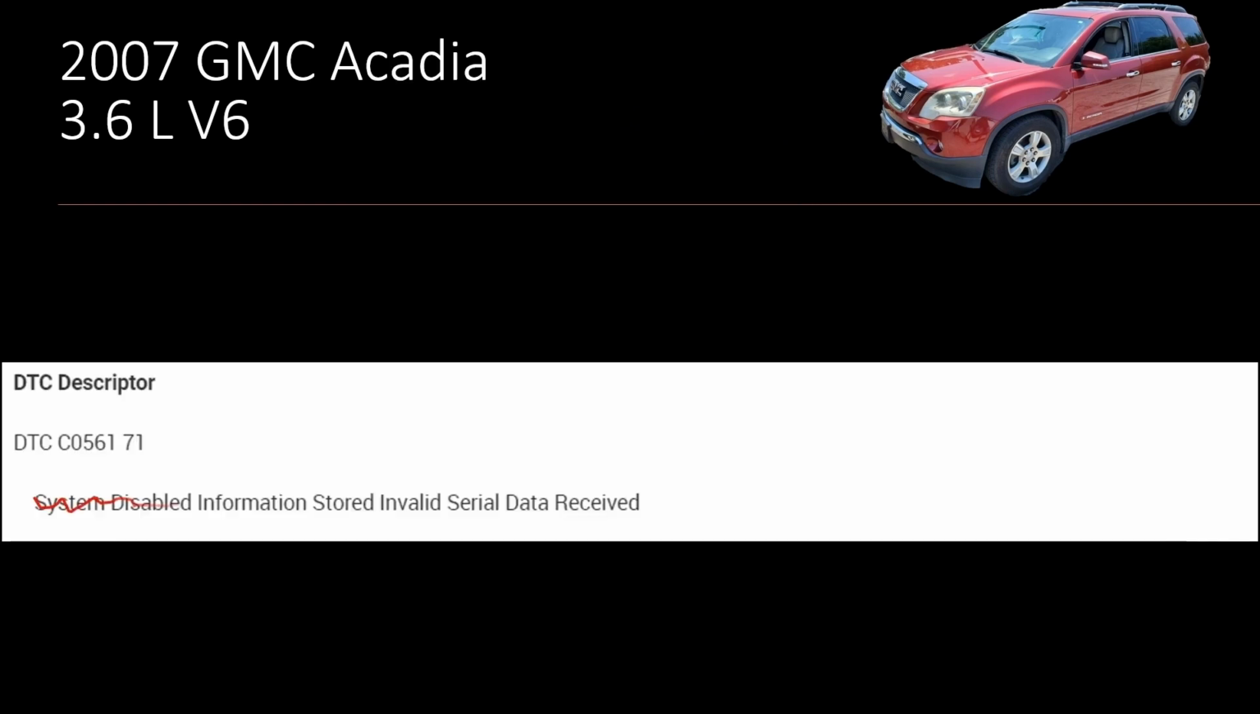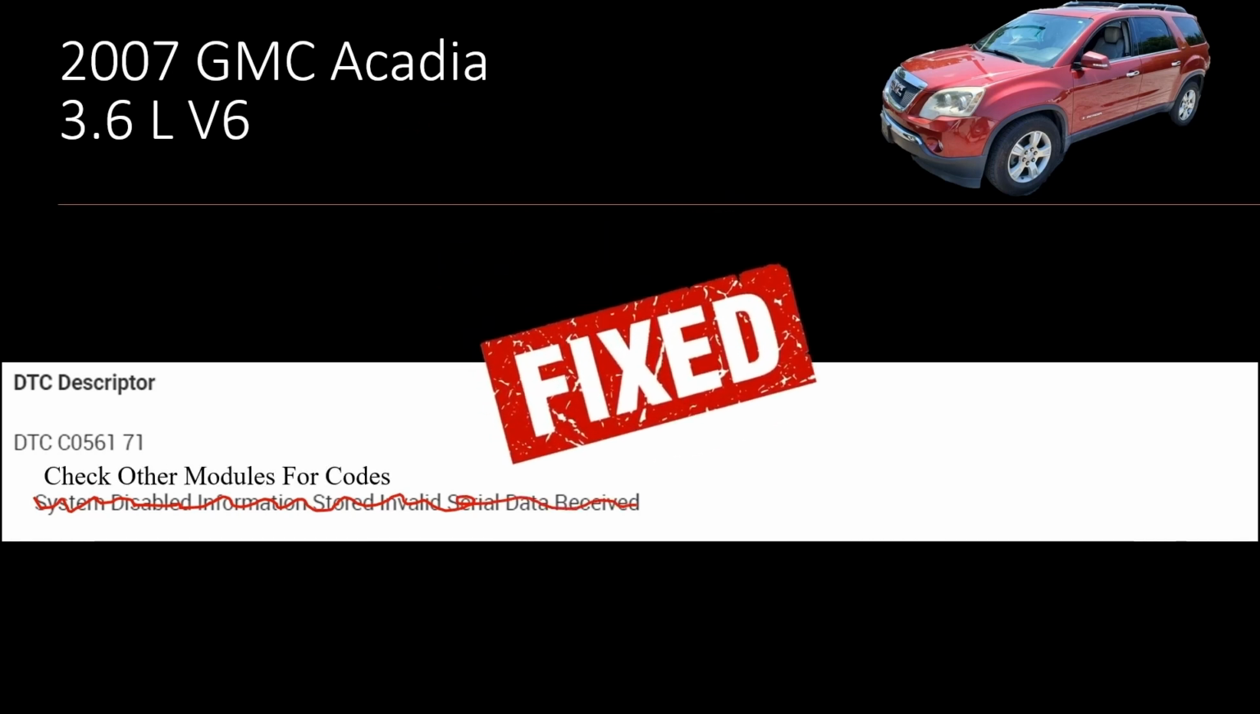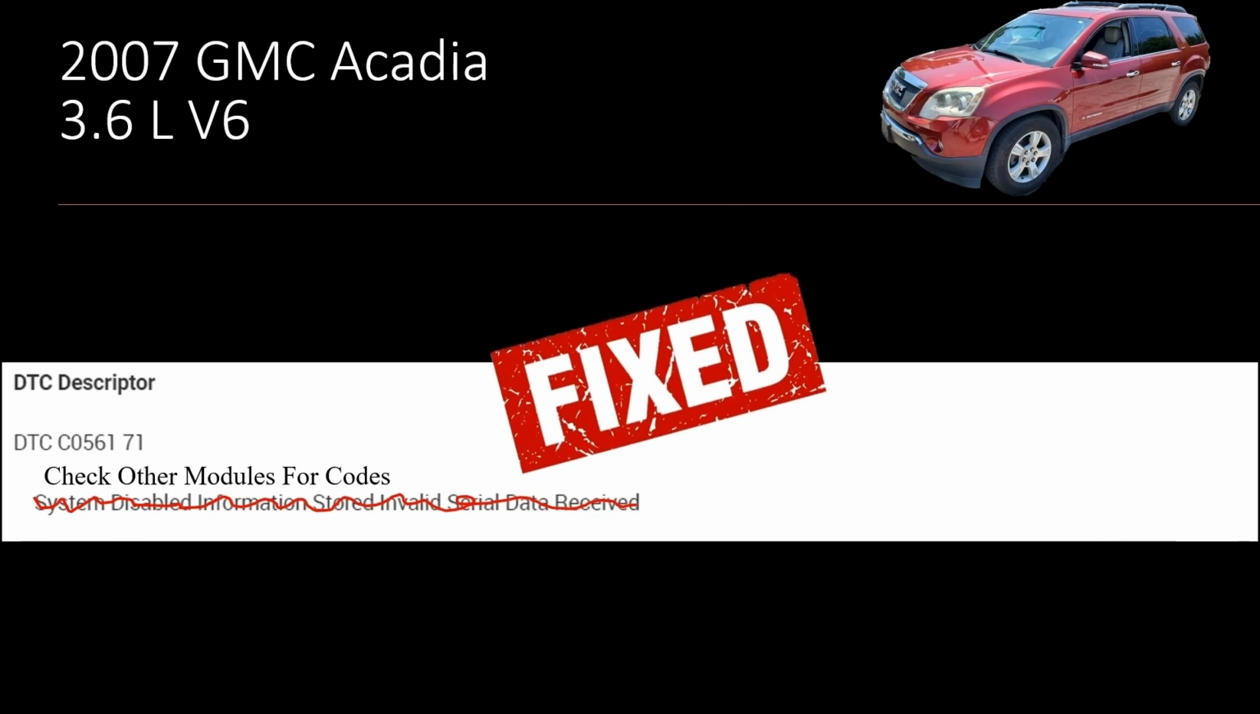A better code definition would have been fault in other control module, because that's really what this code's all about. The track control system needs data from other modules, especially the engine, trans, power steering. It needs to know throttle position, engine RPM, vehicle speed, what gear it's in, steering angle, etc. And if there's a fault in the engine or the trans that can affect torque calculations, then the track control system will be disabled and it'll turn on the track control light.